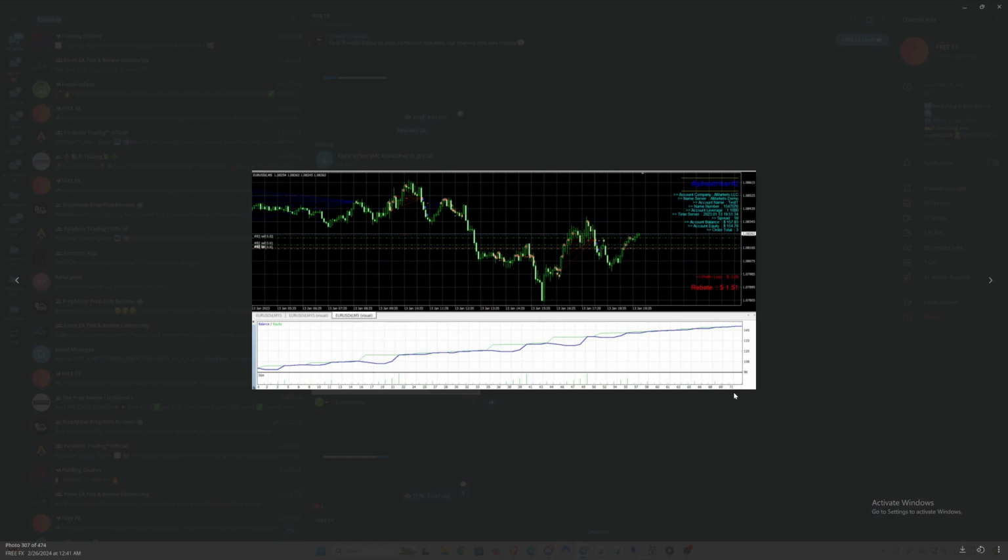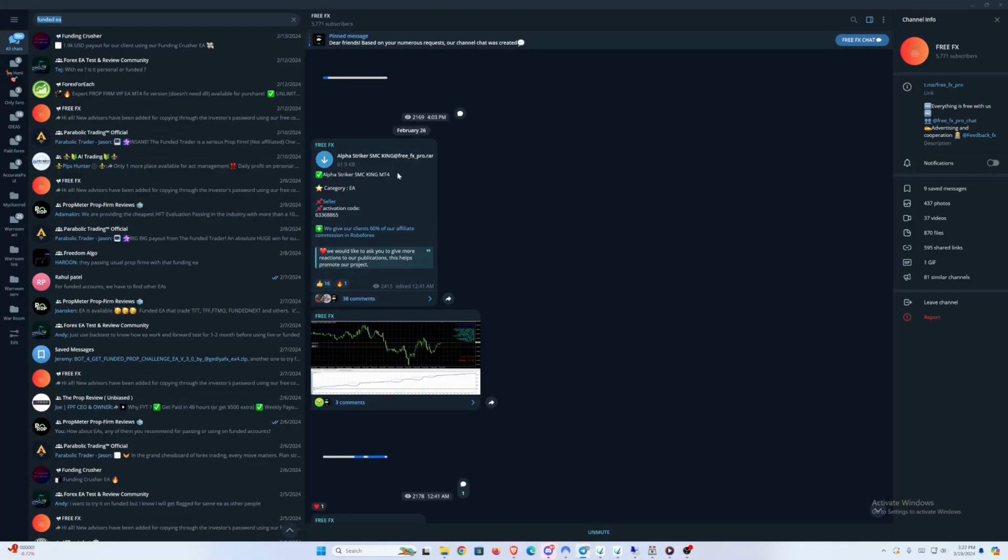5 minute time frame, so it's basically a scalper. And it's quite linear. Equity is towards upside and not downside that much. Balance is linear. So let's see if they do have something about drawdown. Nothing in here. All right, considerable. Yeah, let's look into it. Alpha Striker, SMC, King.